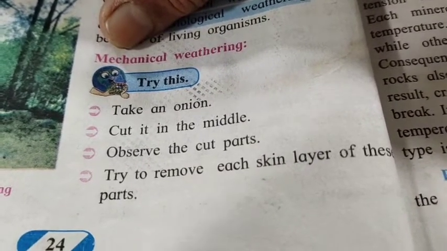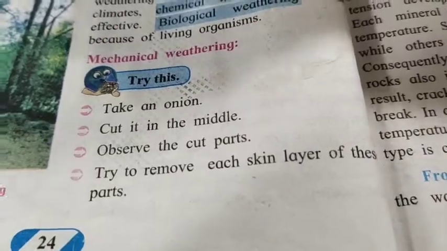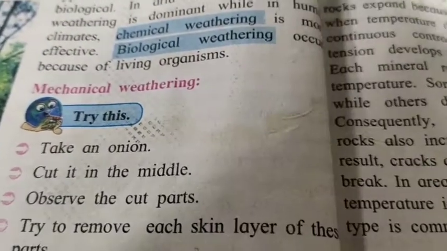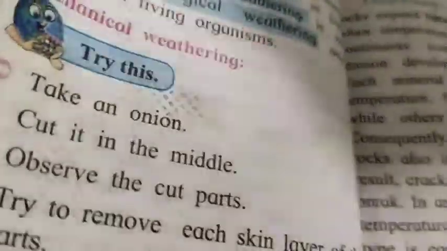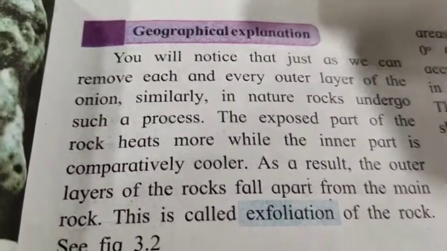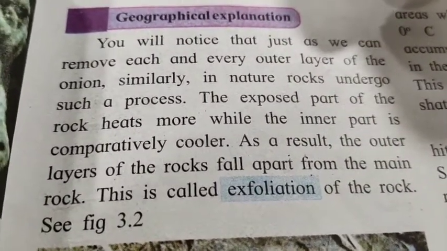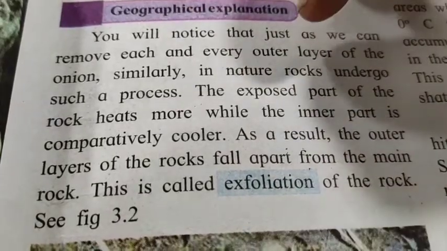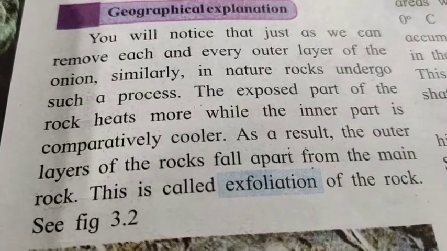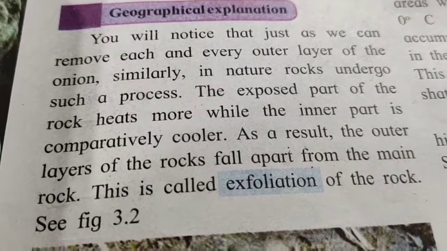So what do we see? We see layers in the onion. Fine. So what relation it has to demonstrate mechanical weathering, we will see over here. Okay, so the geographical explanation is here. You will notice that just as we can remove each and every outer layer of the onion, similarly in nature rocks undergo such a process.